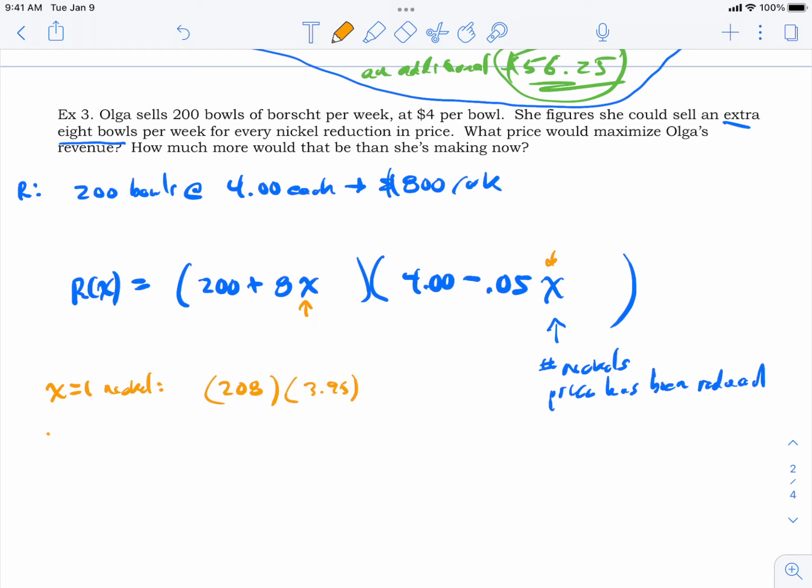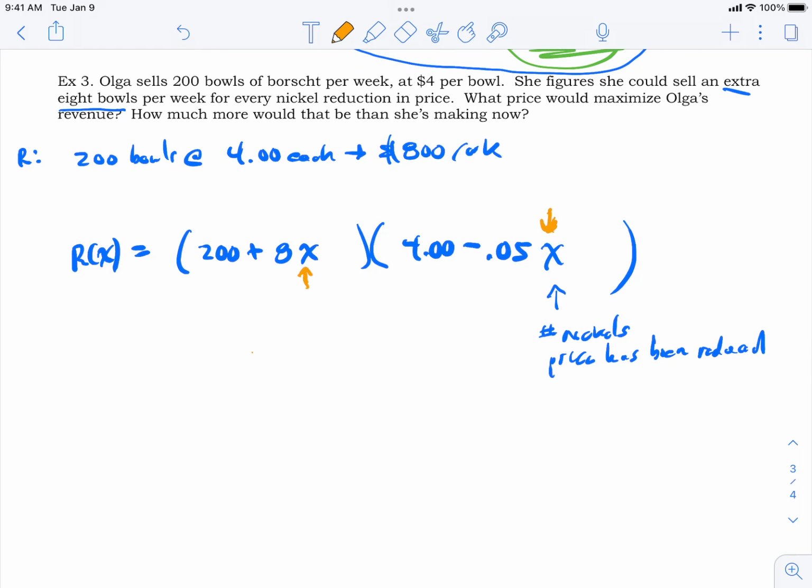Okay, cool. And if I reduce the price by 2 nickels, what is my formula saying? It's saying 200, and if I plug a 2 here, that's going to be a 216. And if I plug a 2 here, 0.05 times 2 is a dime. That's 390. Yeah, it's working just like I want it to, which means I have just written down my revenue function.